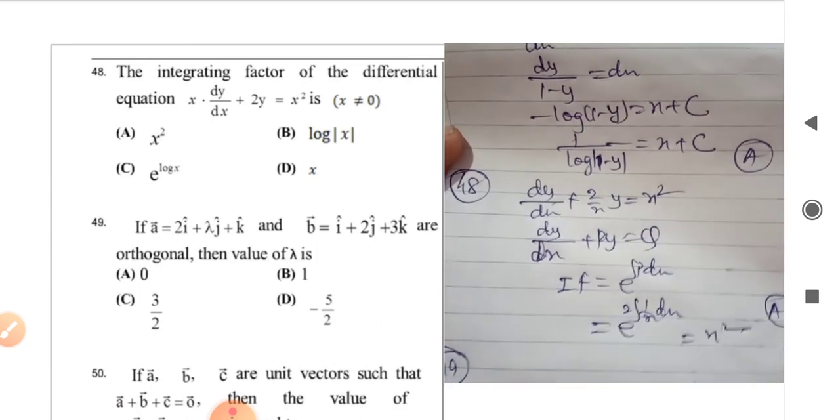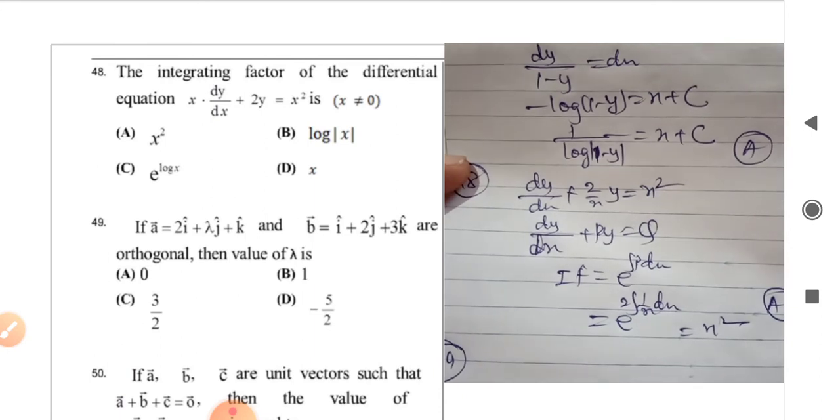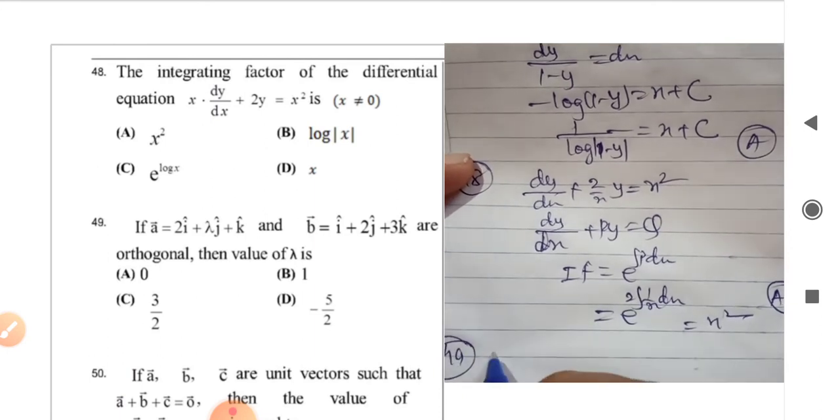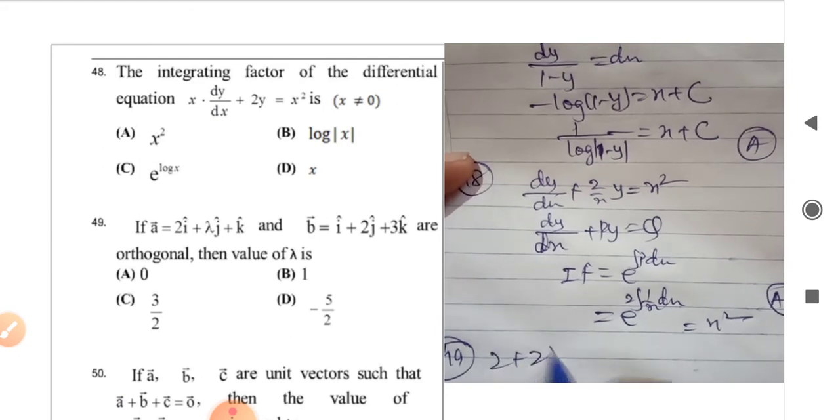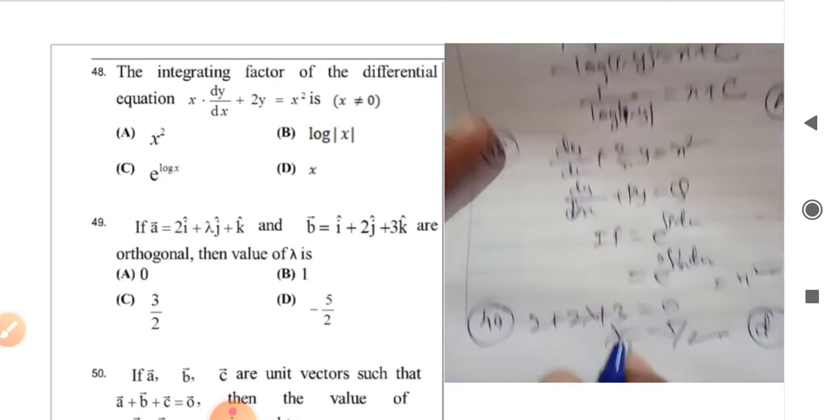49th question is orthogonal. They are saying here whenever a and b are orthogonal, you have to find a dot b, and that is equal to 0. That is 2 plus 2 lambda plus 3 equal to 0, therefore lambda equal to minus 5 by 2 is the answer for this question. So answer D is for this one.